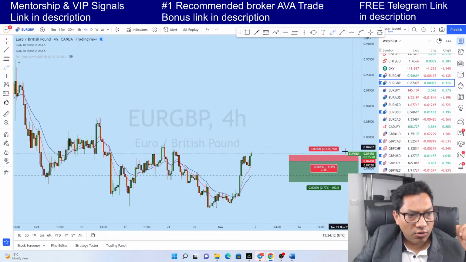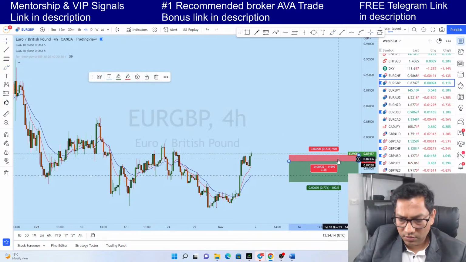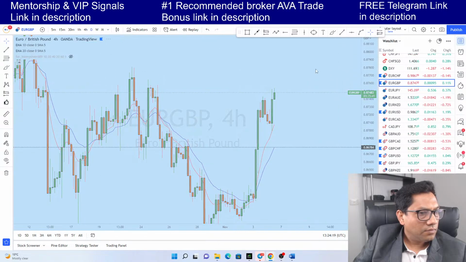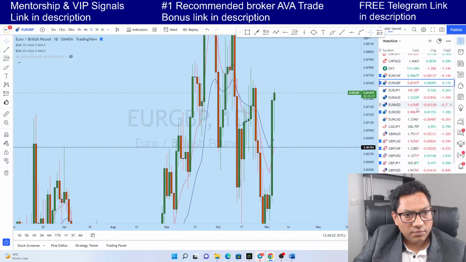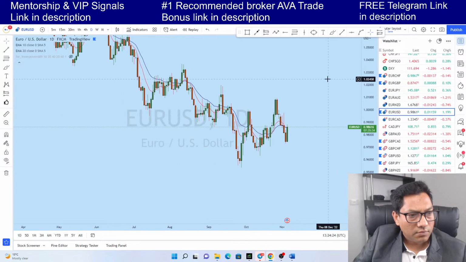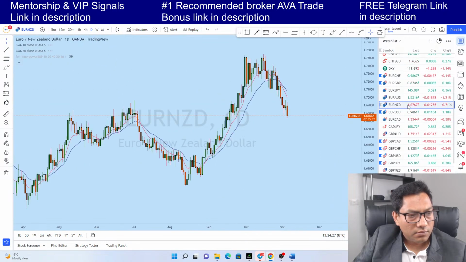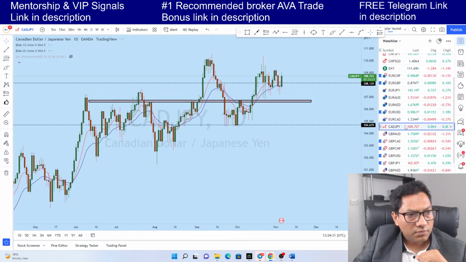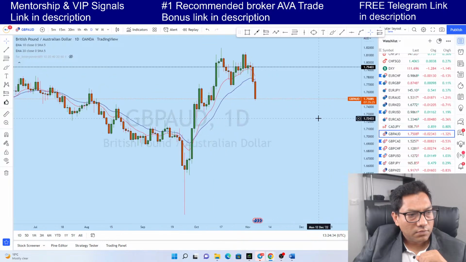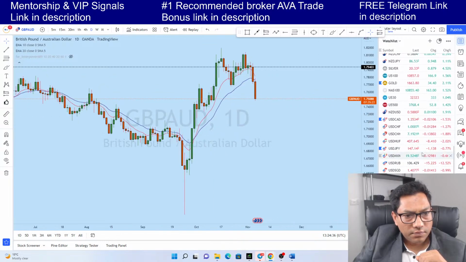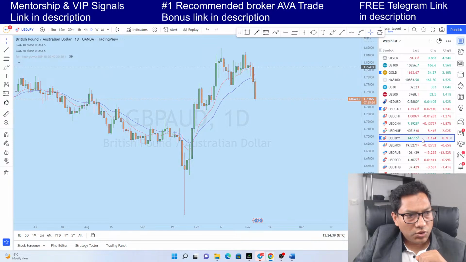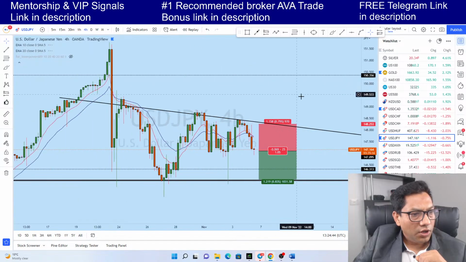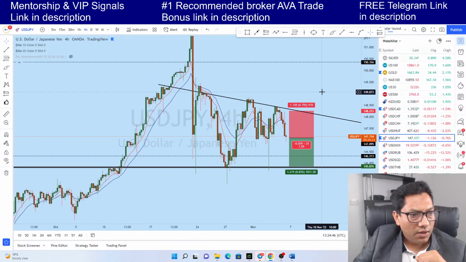Let me look at Euro GBP. I think that one. So some more movement to the upside for dollar yen. Let's see what happened.